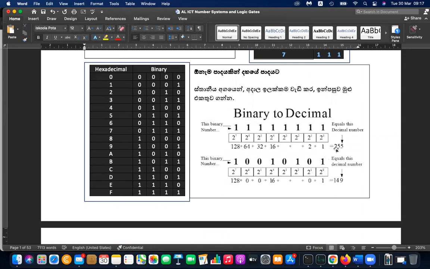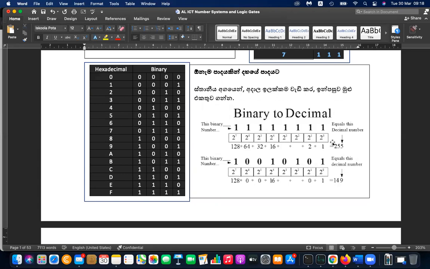Basically you take the positional value and add it. Assume that this is a binary number and you take the positional value: 2 to the power 0, 2 to the power 1, 2, 3, 4, 5, 6. So what you have to do is add these numbers: 1, then 2, then 4, then 8, then 16, 32, 64, 128. Adding all these gives 255 as the answer.